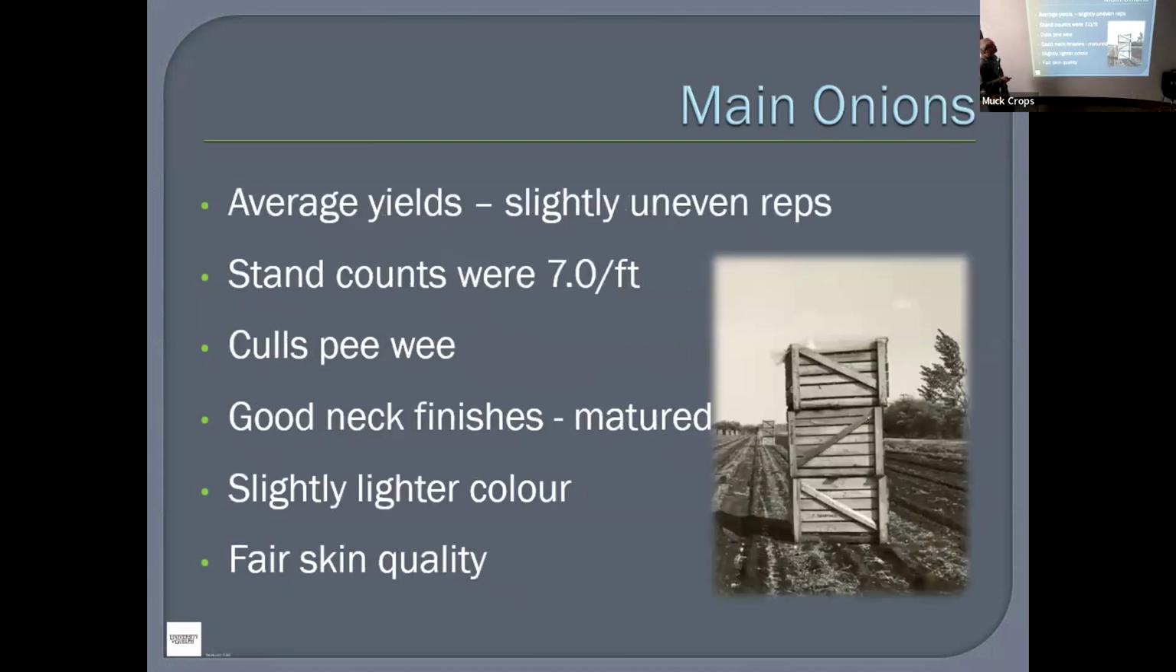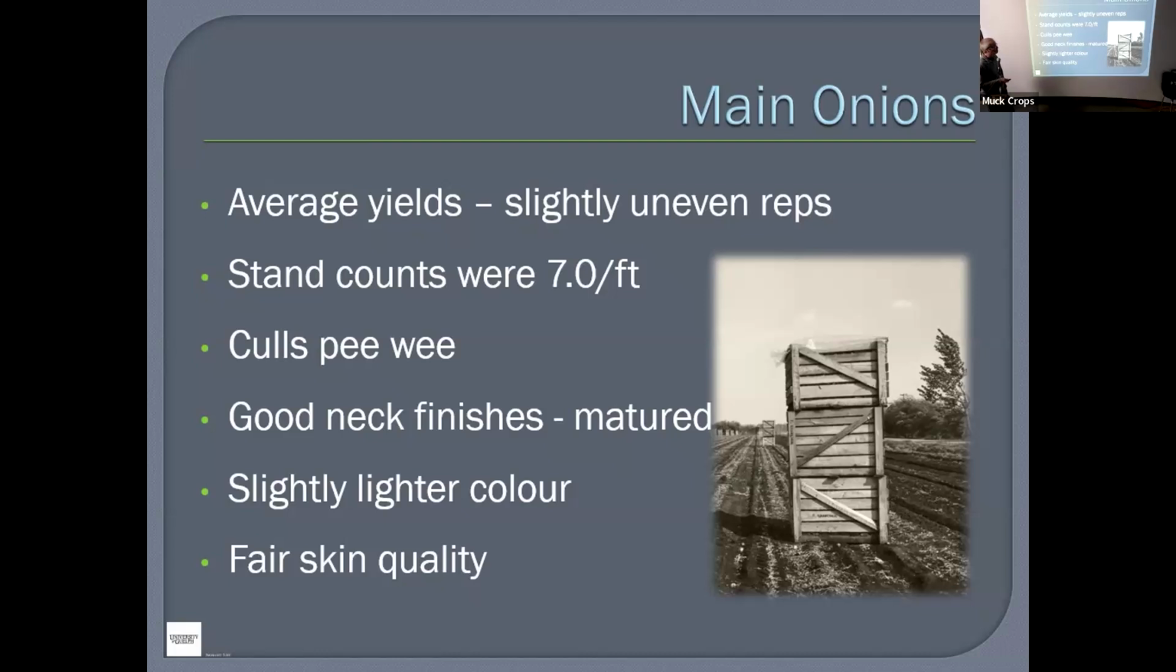Average yields, basically when said and done. We did see slightly, kind of what I mentioned the other day about in the carrots, slightly unevenness in the reps. So statistically, we noticed a little bit of difference in yield and some evaluations in between the various reps. Stand counts were at about 7 a foot, ended up being the most common call was a peewee or an undersized onion. Good neck finishes.